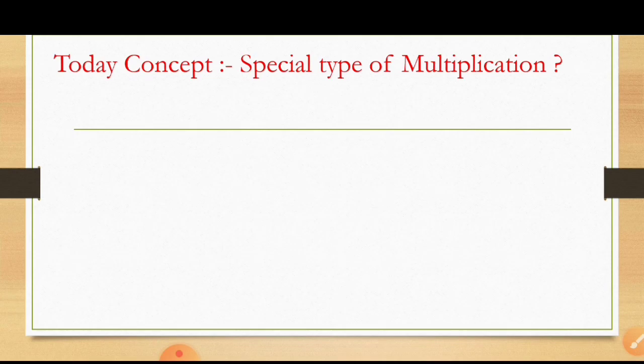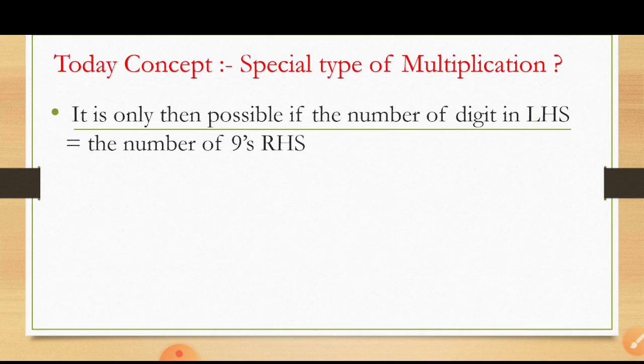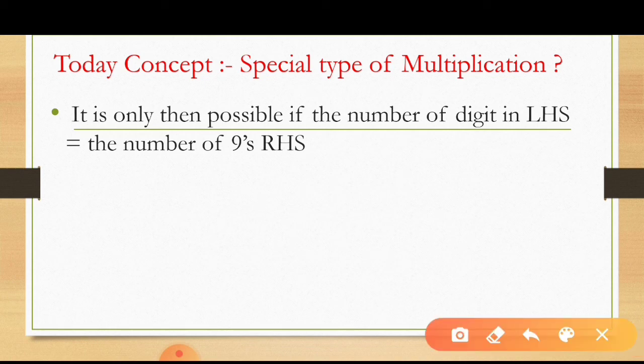So today's concept is special type of multiplication sums. It is only possible if the number of digits on the left hand side equals the number of 9s on the right hand side.